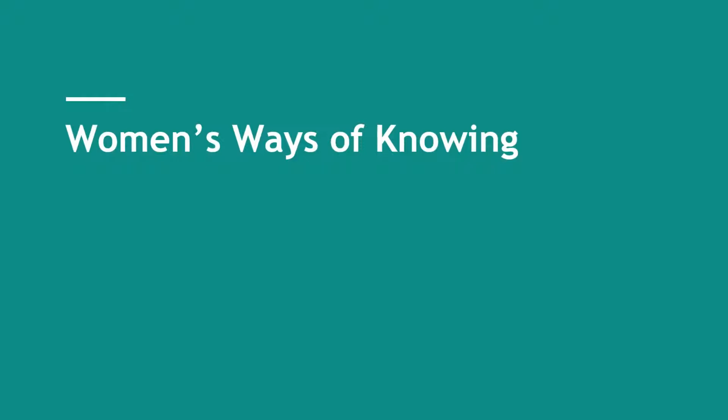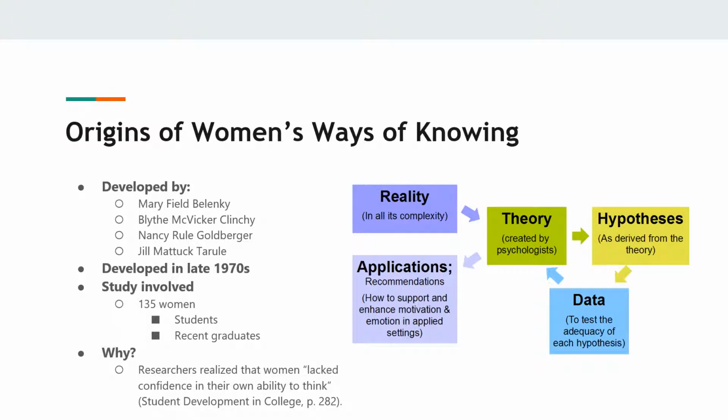We are now going to move on and discuss our next theory, which is women's ways of knowing. The women's ways of knowing was originally developed by 4 different researchers: Mary Field Belenky, Blythe McVicker Clinchy, Nancy Rule Goldberger, and Jill Matuk-Tarul in the late 1970s.